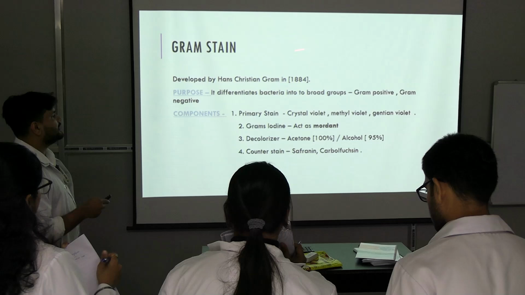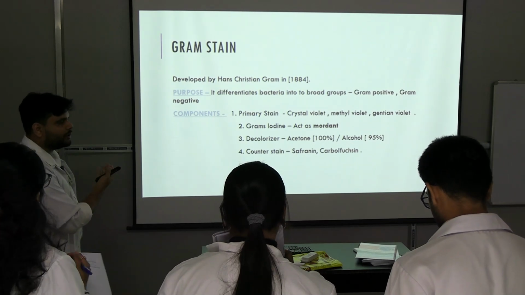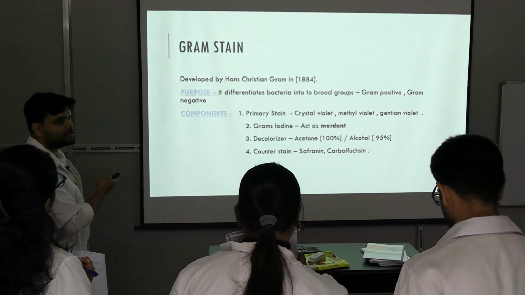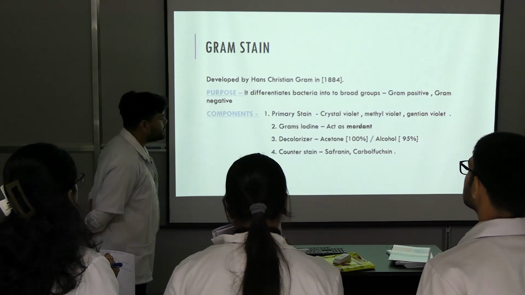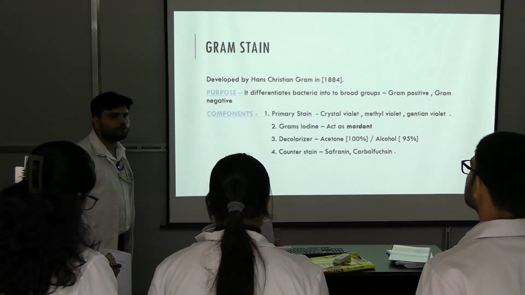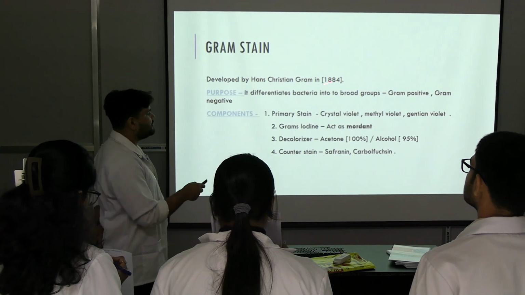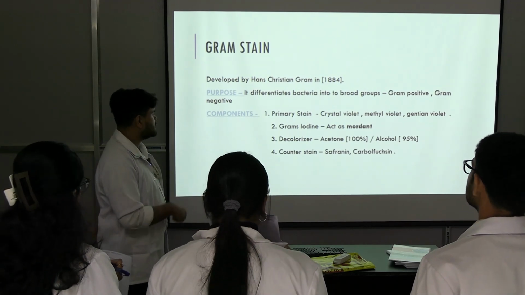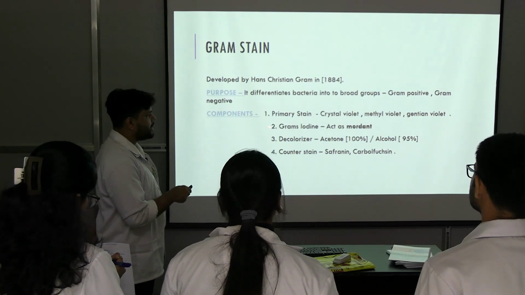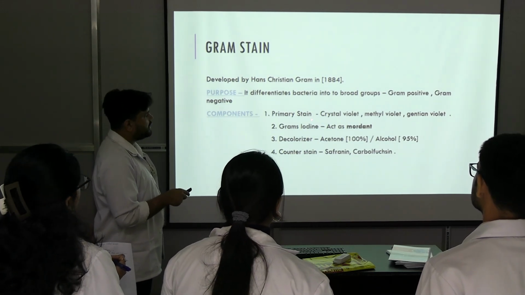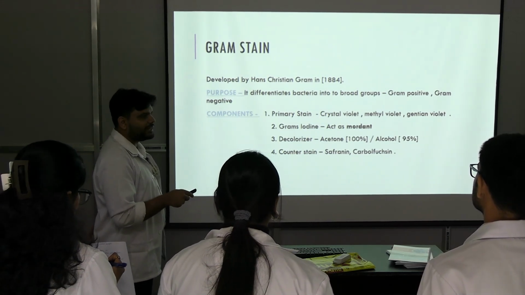Gram staining is developed by, and named after, Hans Christian Gram. It's not a village. It's based on his name. The purpose is to differentiate bacteria into two broad groups, because it's a differential stain. There are four parts in gram staining. First is the primary stain. For the primary stain, we mainly use crystal violet, methyl violet and gentian violet.